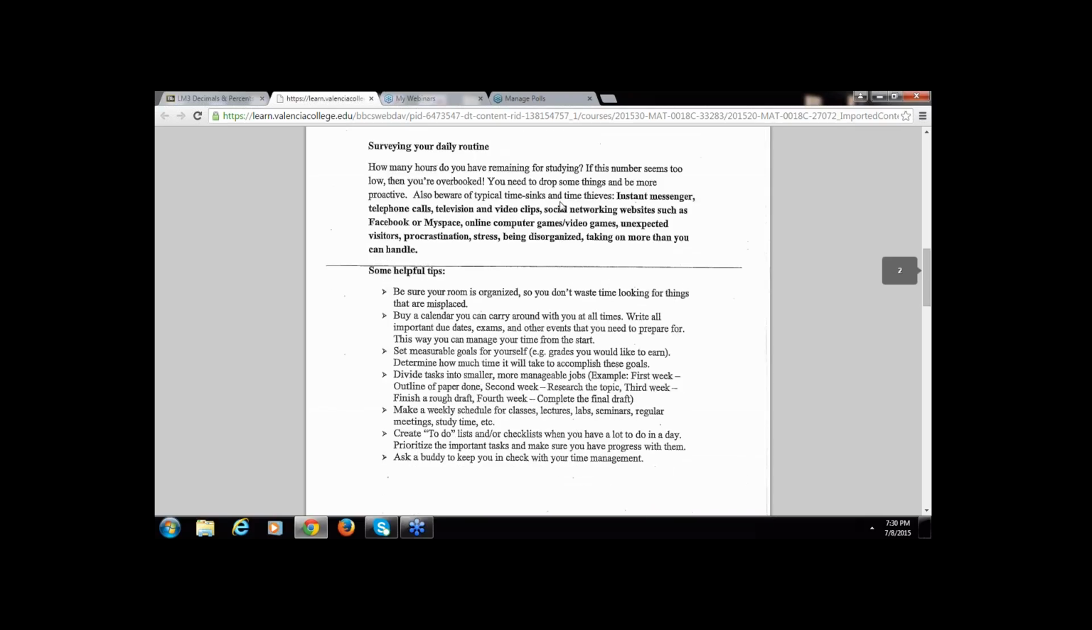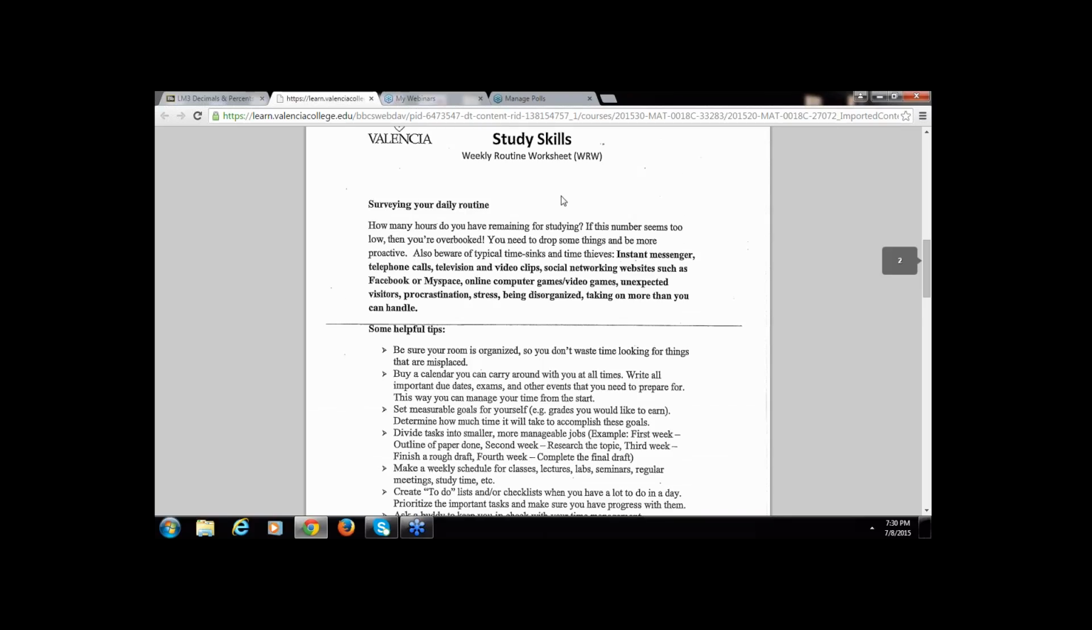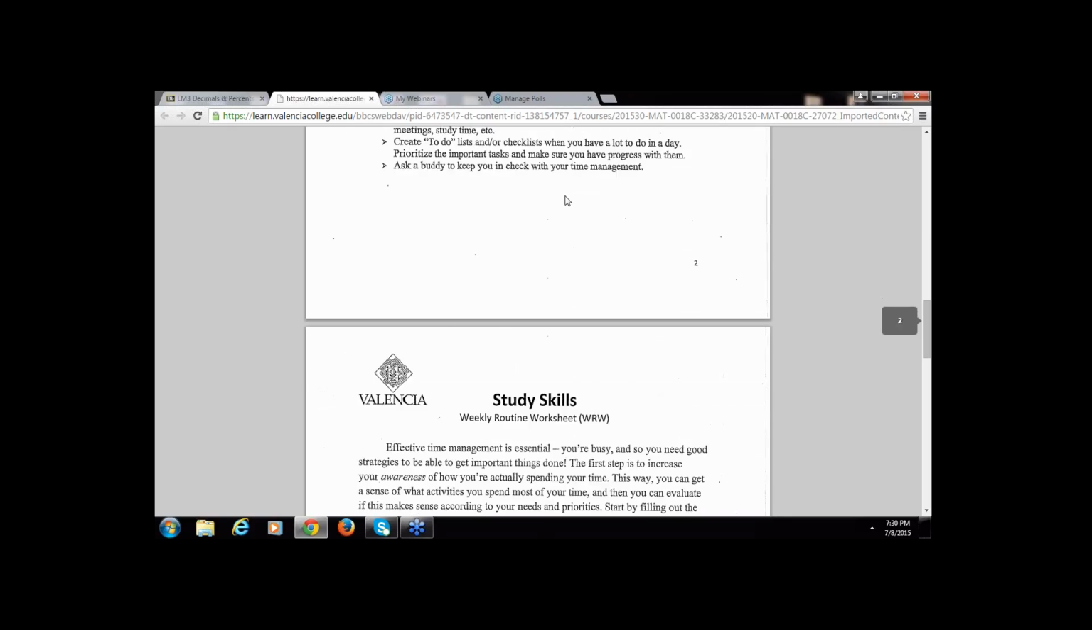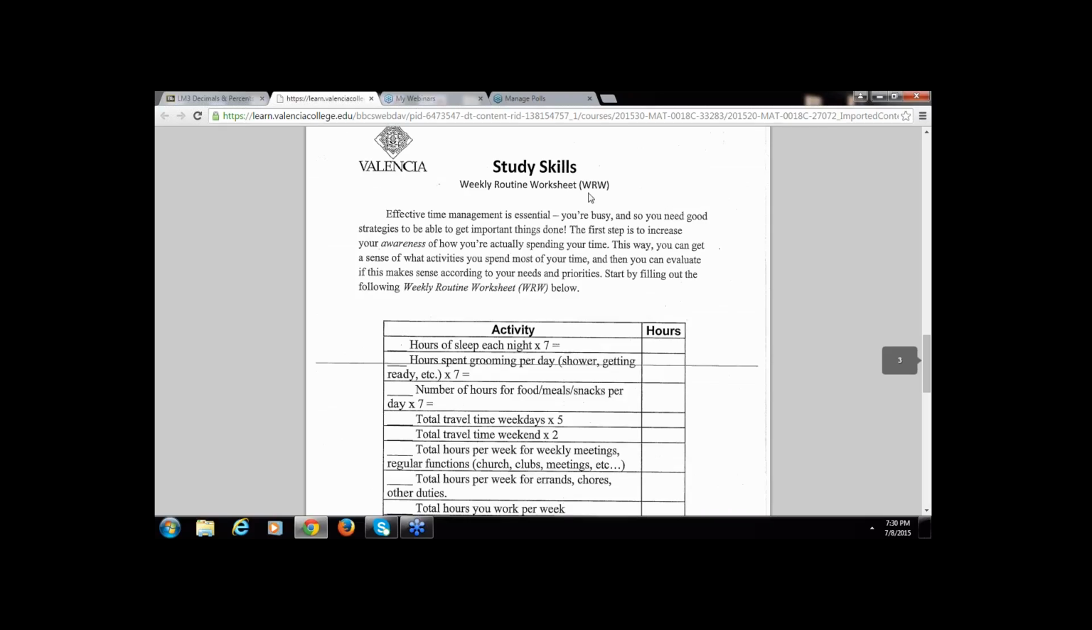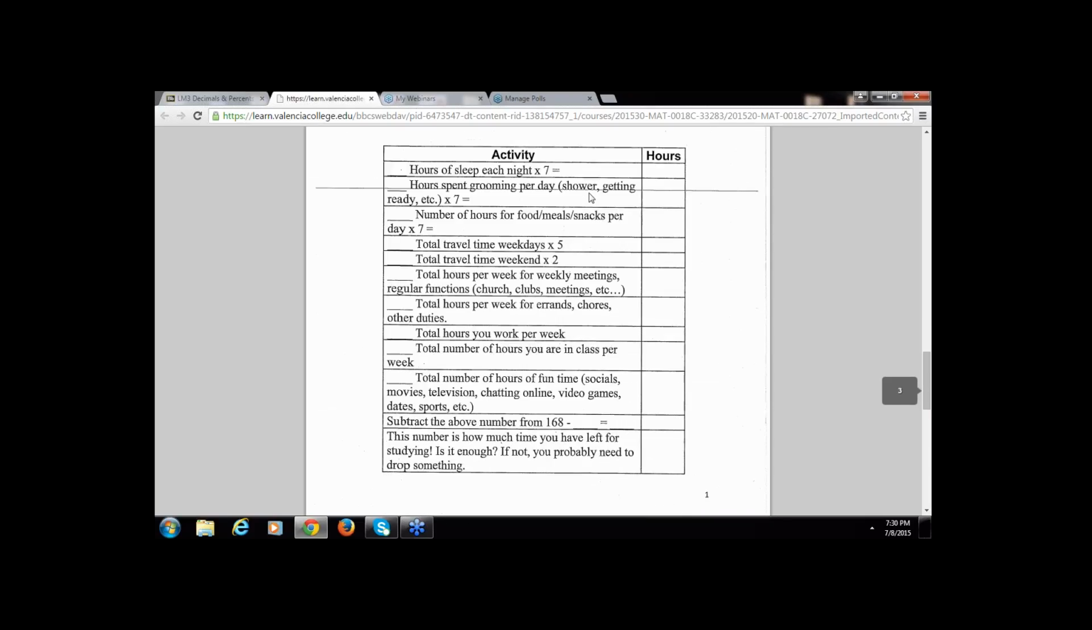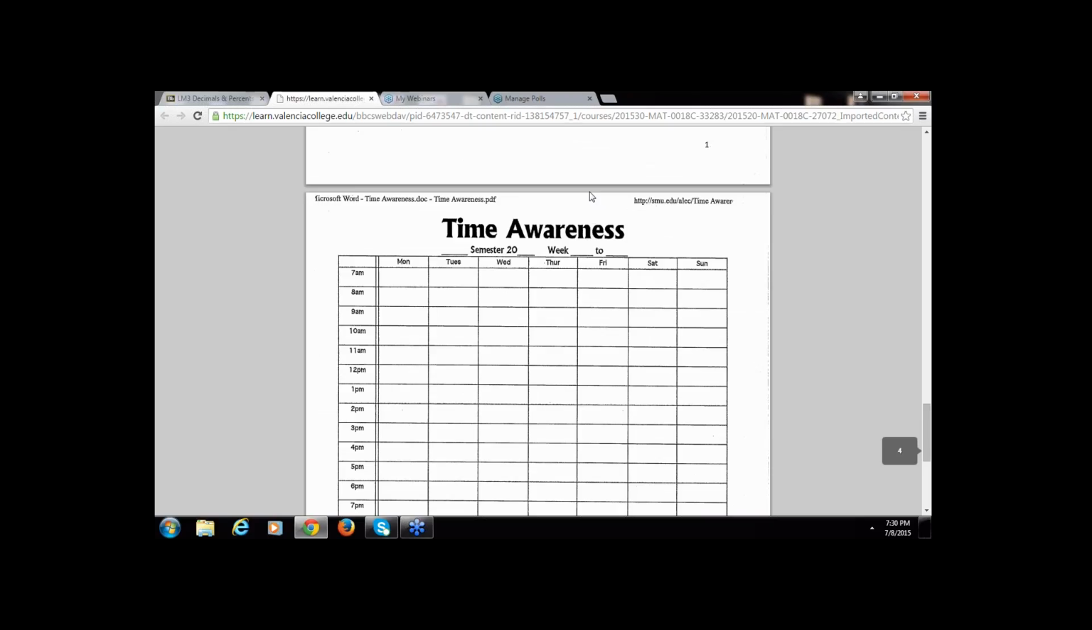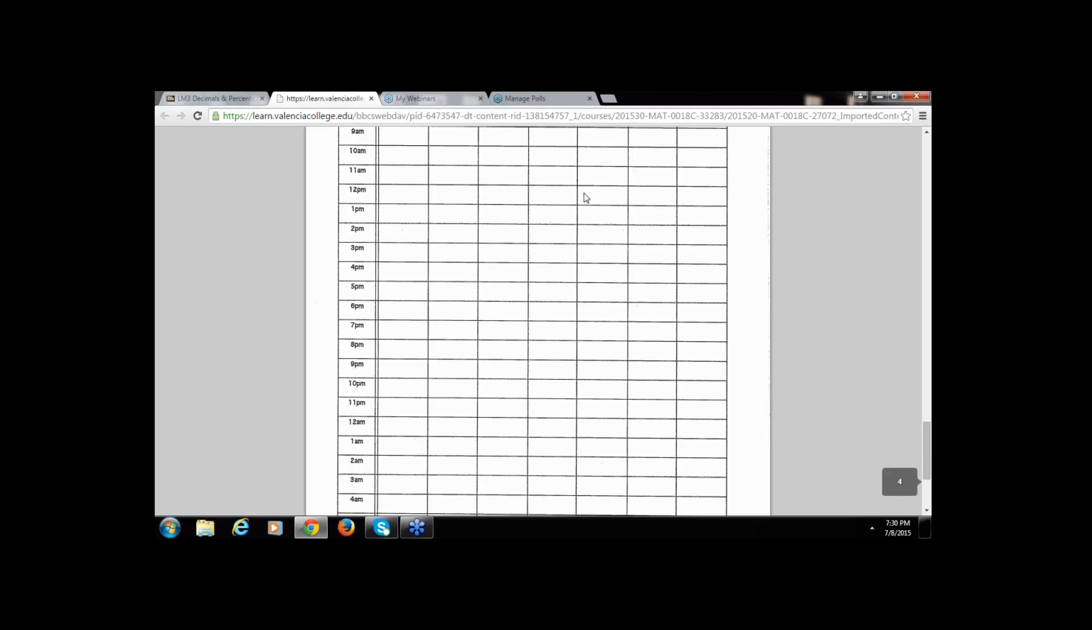This second page is actually just instructions. You do not need to turn this page in. You should just read this for yourself. It talks about keeping track of your time. And this second part, the weekly routine worksheet, this is the part that I want you guys to return, as well as this page here.